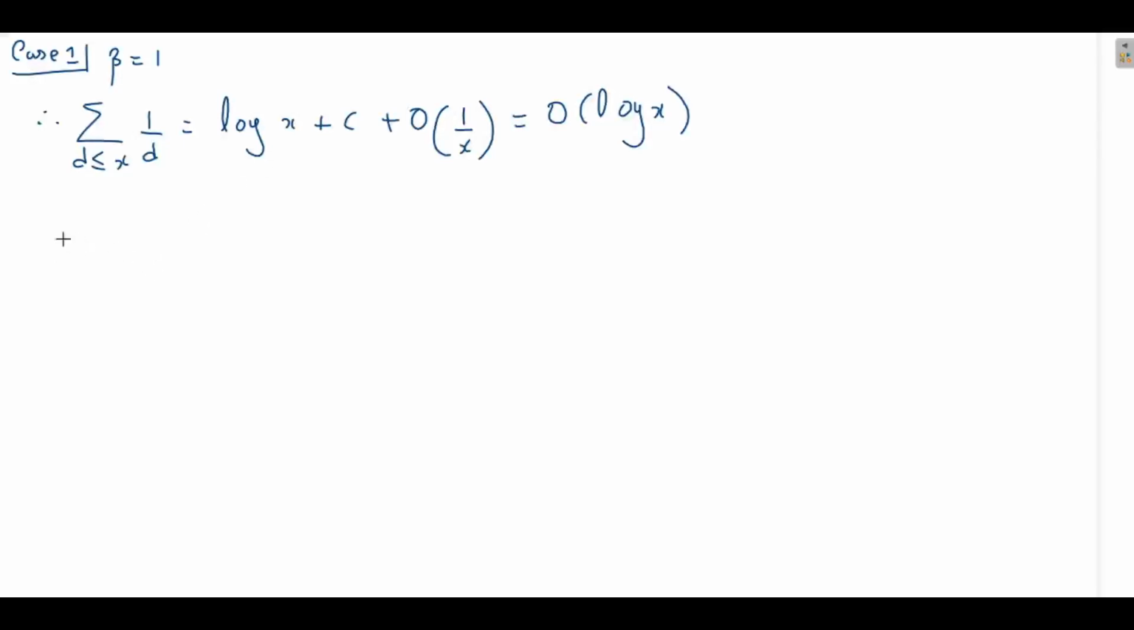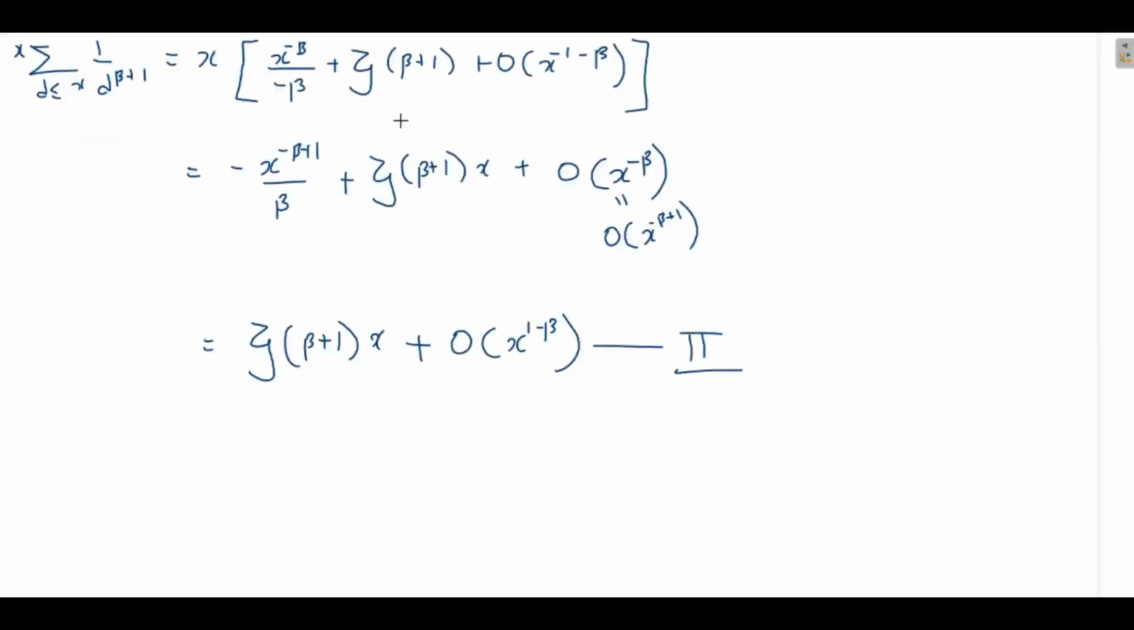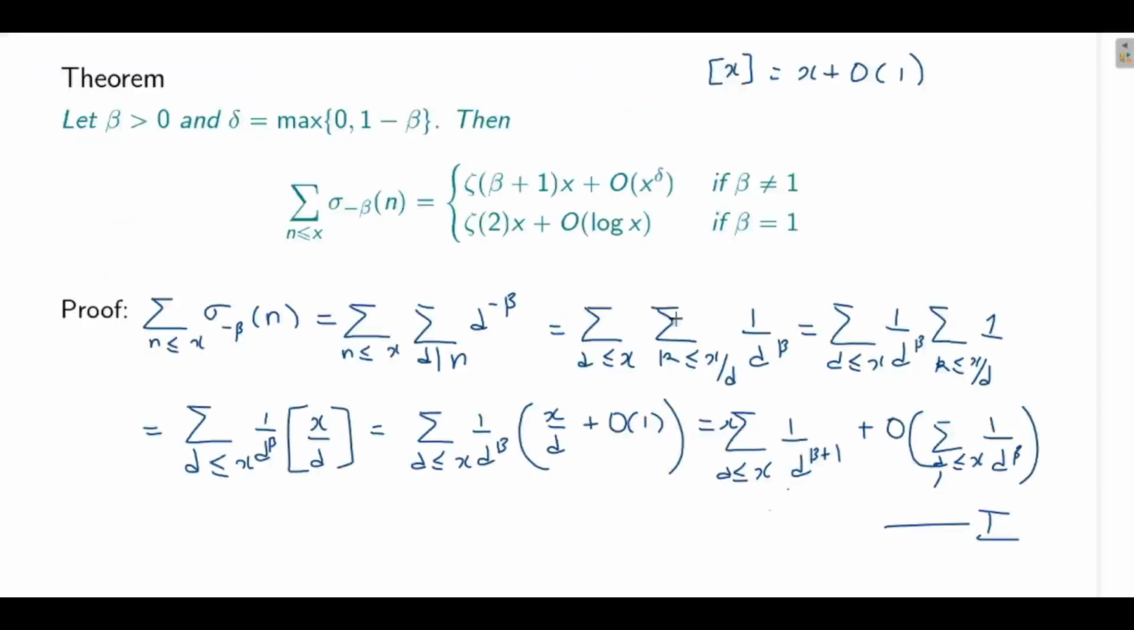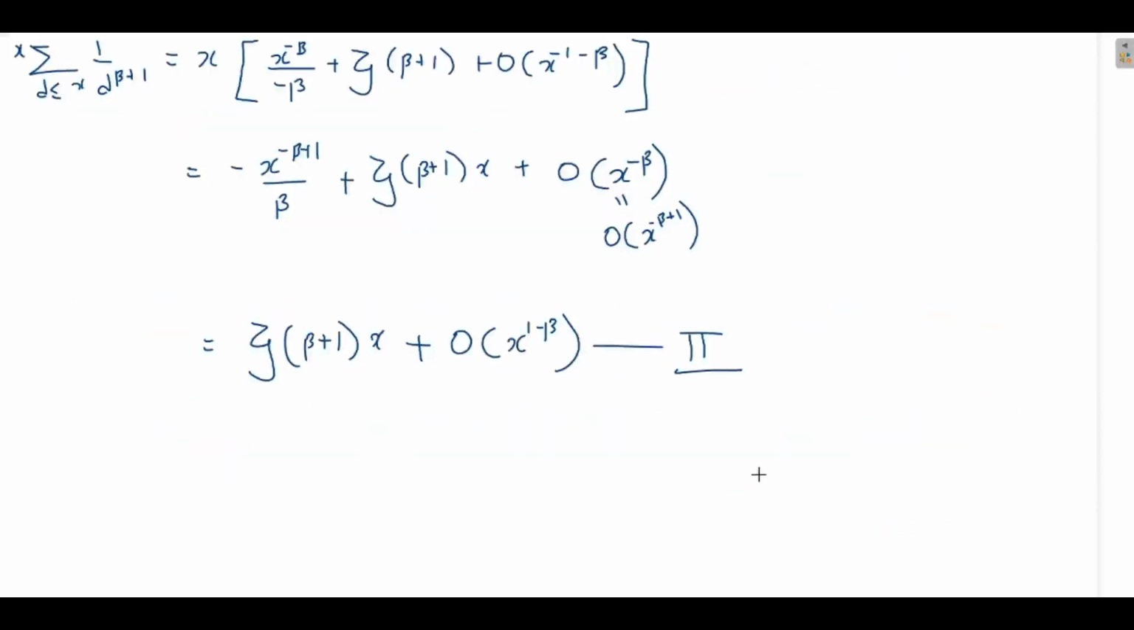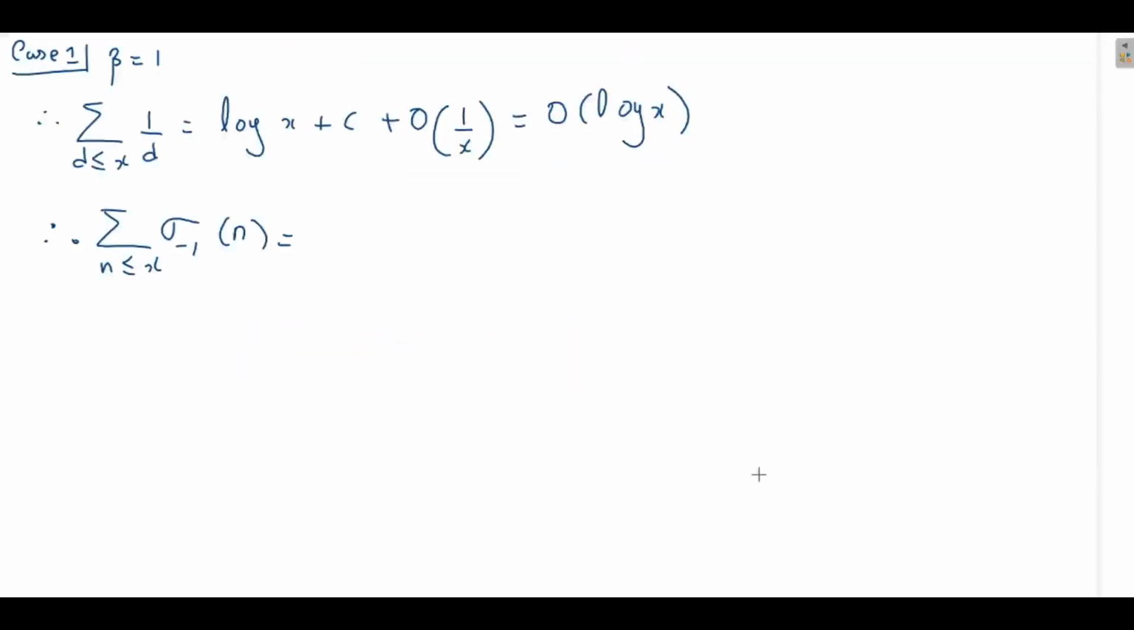Okay, now therefore what happens here, you have summation n less than or equal to x of sigma minus 1 of n. What is this? This will be from 2, you take 2 and substitute in this portion. Now your beta is 1, so this is going to be zeta 2x plus big O of x raised to minus 1 plus big O of log of x. Fine. So this is what you have.